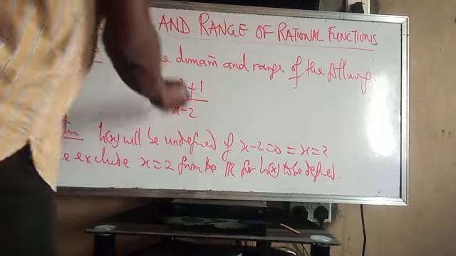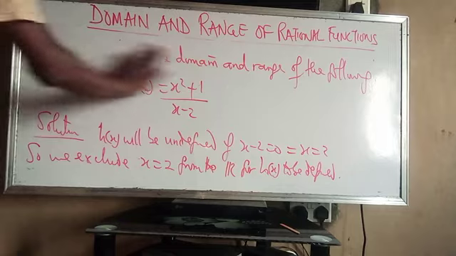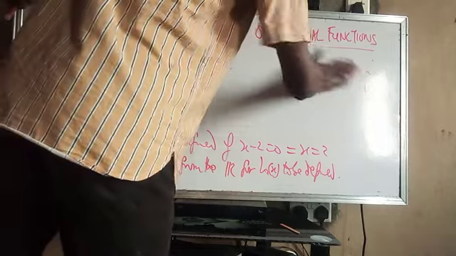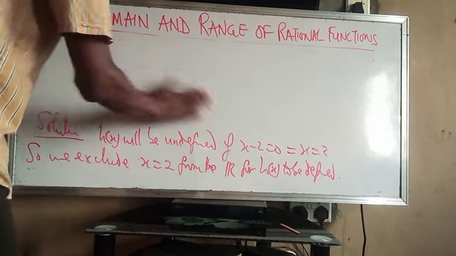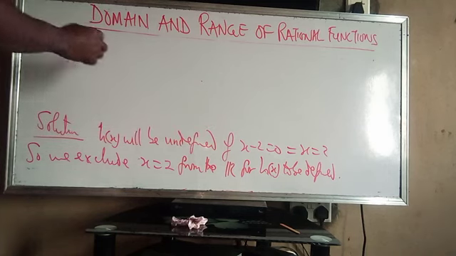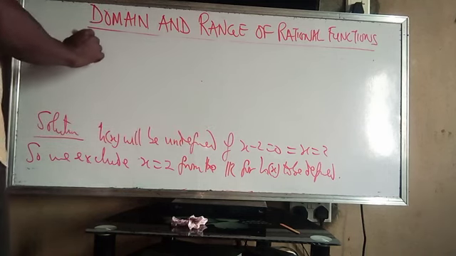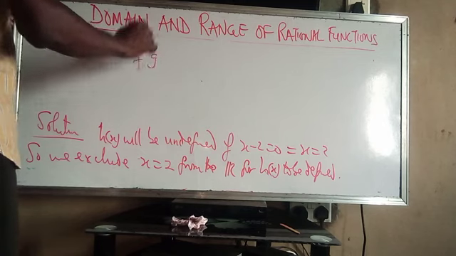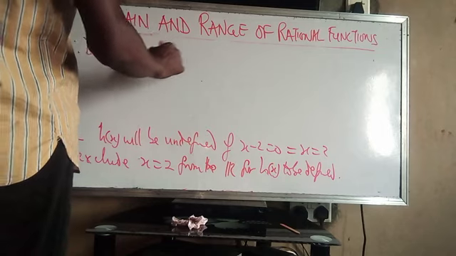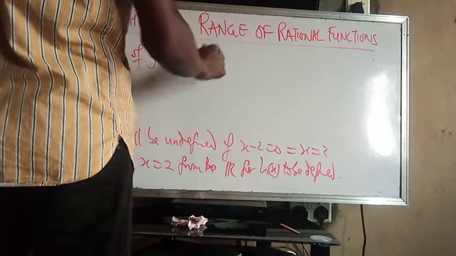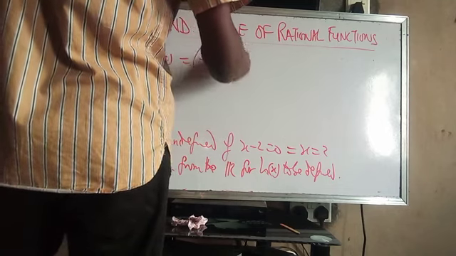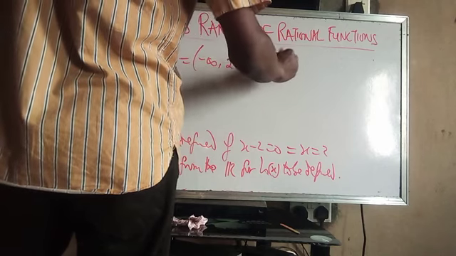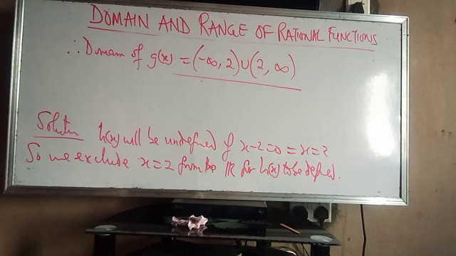So that means our domain can be all other real numbers except at x equals 2. So therefore, the domain of h of x is what? Minus infinity to 2, union 2 to infinity. So that is the domain of the function.